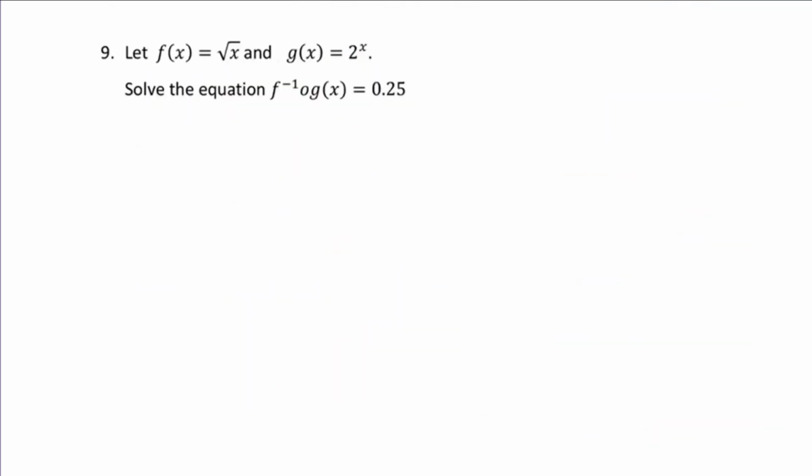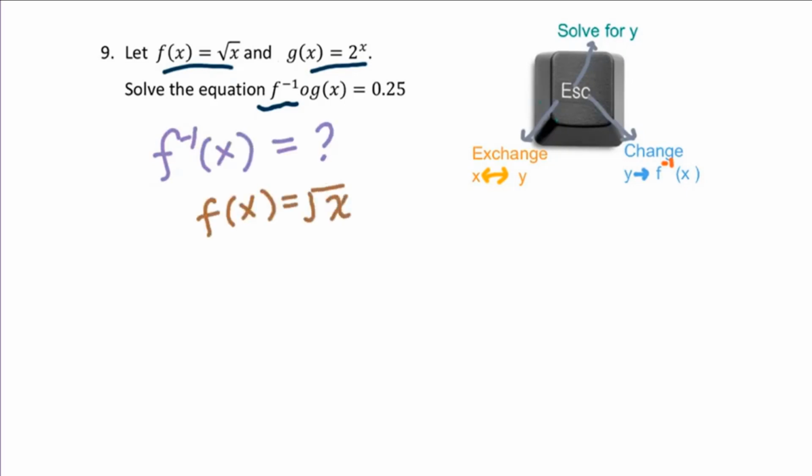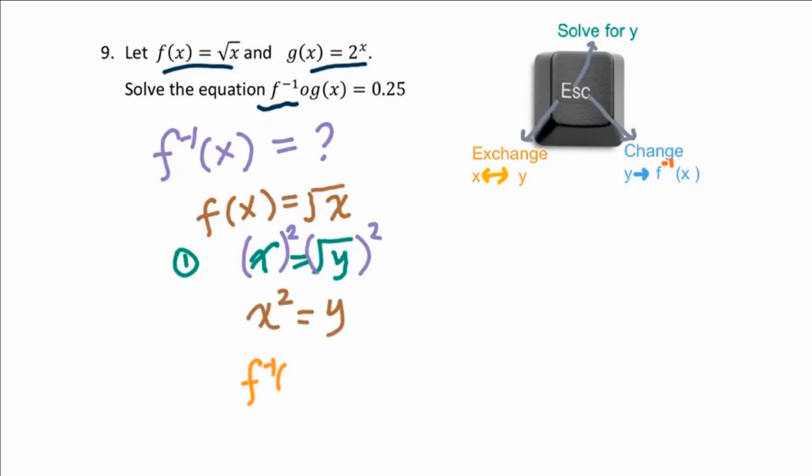We know f of x equals square root of x. g of x equals 2 to the x power. Solve the equation: inverse of f of g of x equals 0.25. First step, use the escape button to figure out the inverse of f of x. f of x equals square root of x. Exchange x and y. I got x equals square root of y. Then square both sides. You will get y equals x squared. So inverse of f of x equals x squared.